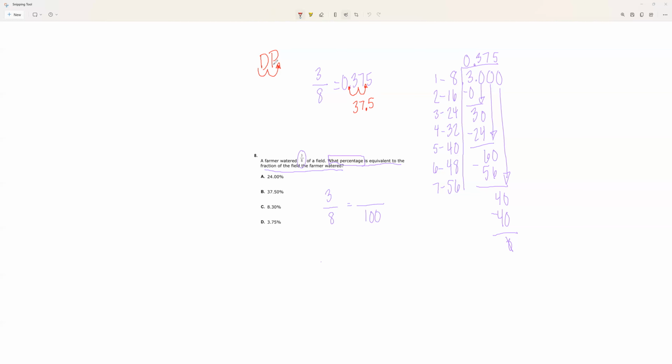We went from a decimal to a percent. So we converted this into a percent, meaning that I need to add my percent sign at the end. And 3/8 as a percent is 37.5%, which is B. Because remember that has a 0 at the end, so I'm always able to add a 0 at the end of that to make it look just like these. That 0 is not going to change anything. So my answer is B.